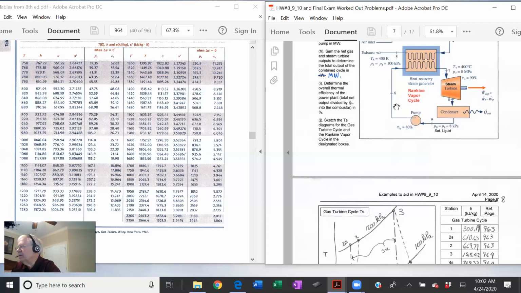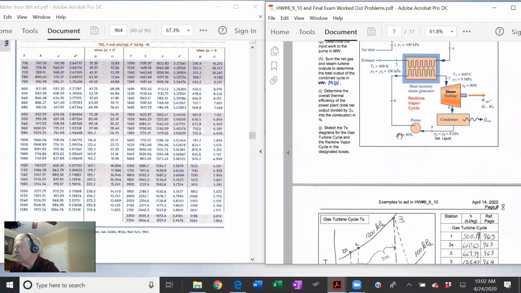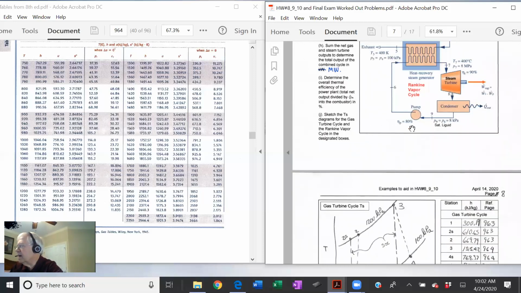It's P9 and P6, I'm sorry. P9 coming into the pump, P6 going out. So VdP is going to be V9 times (P9 minus P6). That's the isentropic pump work. You're given the isentropic pump efficiency of 80%, so you can calculate the actual pump work and the actual H6.